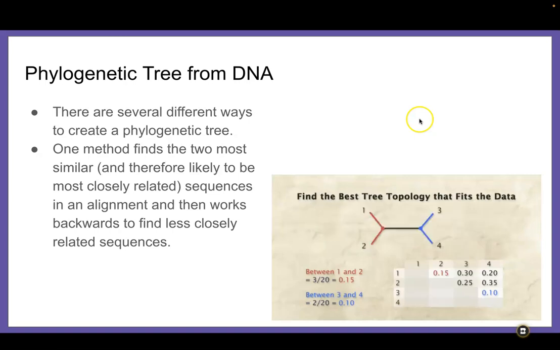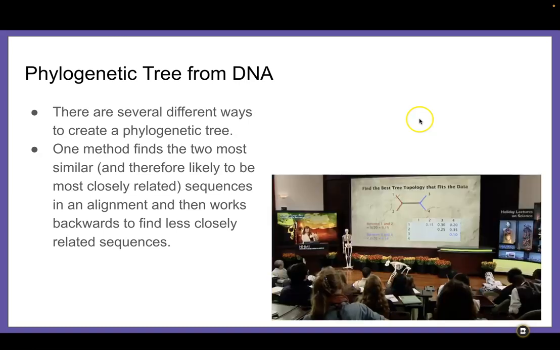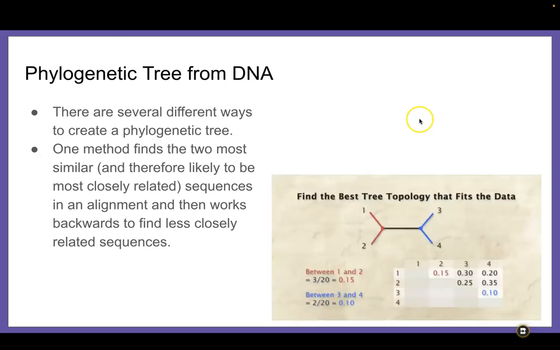So now let's make a topology. And we can see that we're going to put 1 and 2 closer together, and we're going to put 3 and 4 closer together, and we can see that if you look at that matrix, 1 and 3 are much more distant from each other.